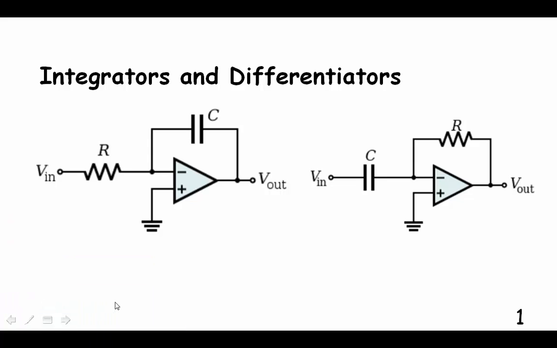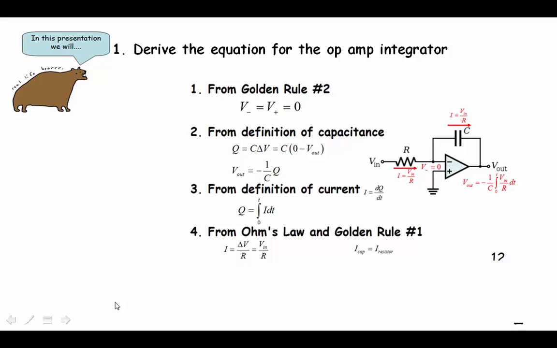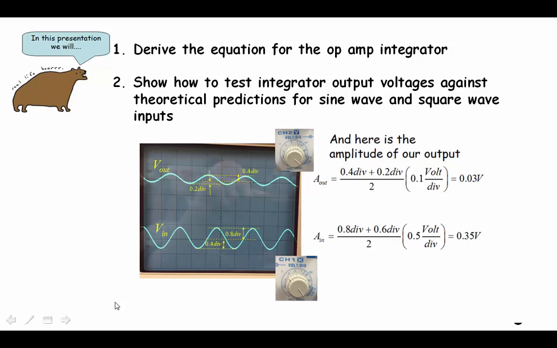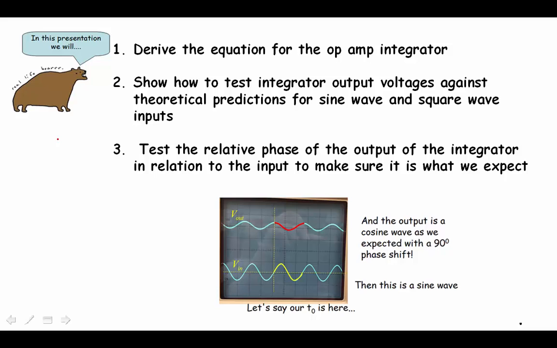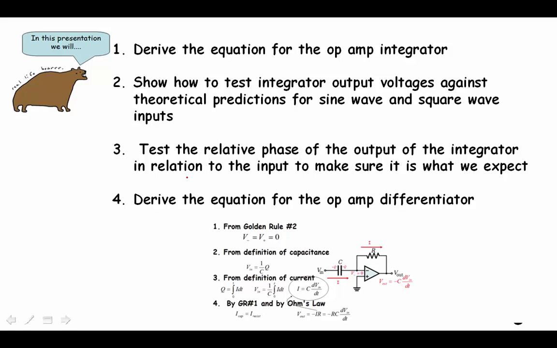I'm Dr. Steve Brule. Today we're going to study integrators and differentiators and get ready for the lab this week. First we'll derive the equation for the op-amp integrator. Then we'll show how to test the integrator output voltages against theoretical predictions for sine wave and square wave inputs. We'll test the relative phase of the output of the integrator in relation to the input to make sure it's what we expect. And we'll derive an equation for the op-amp differentiator for the theoretical version.